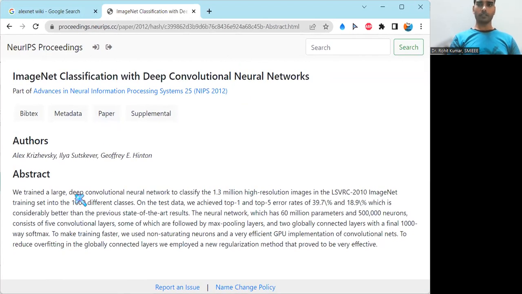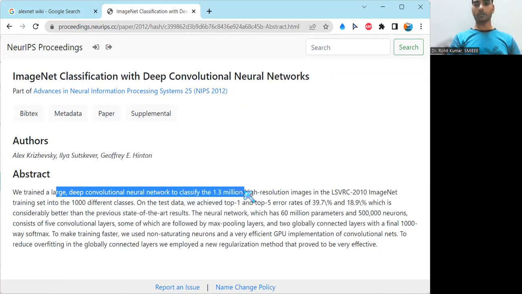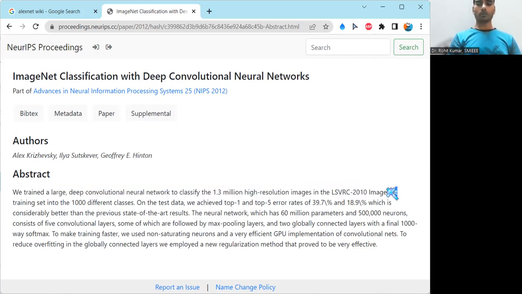Coming to the specific synopsis of the work, we have some highlights. For example, the authors used a large deep convolutional neural network to classify 1.3 million high resolution images in the ILSVRC 2010 ImageNet. ImageNet is a popular data set used for different sorts of image classification, segmentation, etc. So if you are interested in the field of image processing, you can go for this data set. We have covered a dedicated video on ImageNet also, so if you are interested, you can go and check out the details.